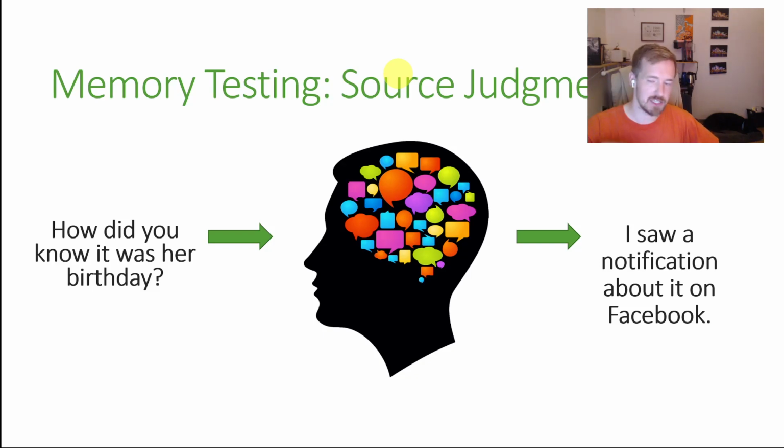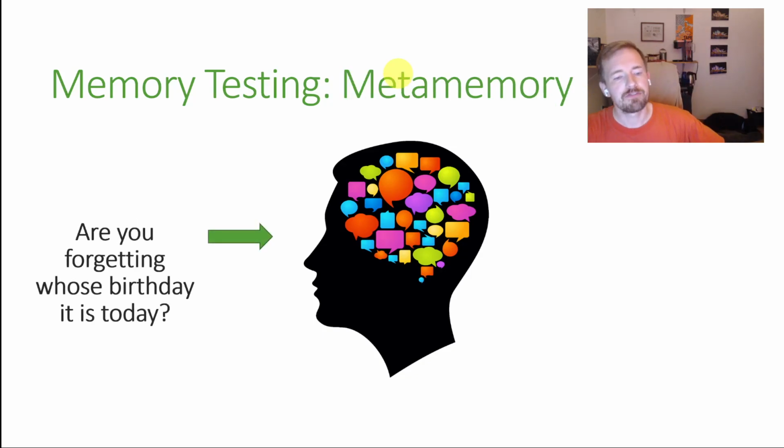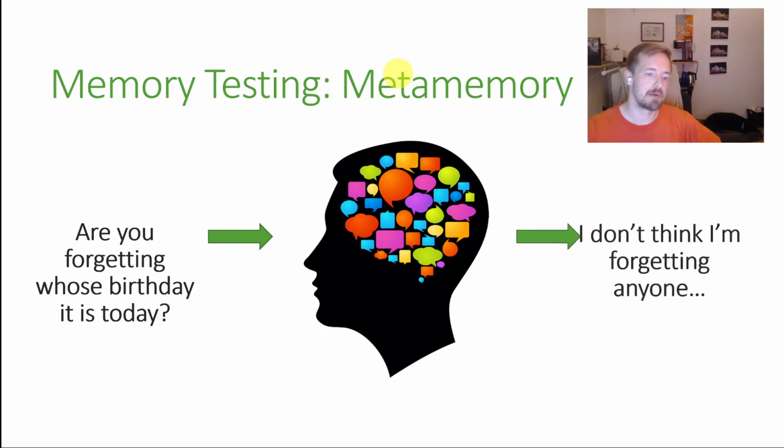So it's not just that you remember the information, but you remember the context for that information and where it came from. And then finally, we have metamemory. In metamemory, it would be like if I asked you, are you forgetting whose birthday it is? And then you stop and you say, no, I don't think so. That's an example of metamemory because you are aware of your own memory. You know whether or not you have forgotten something.